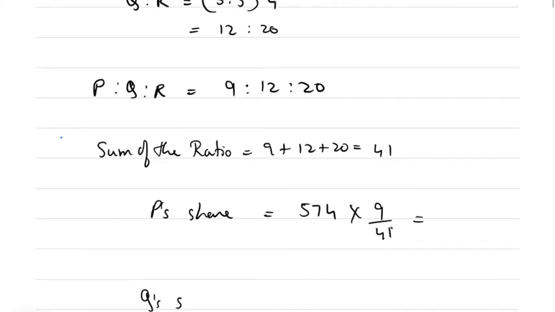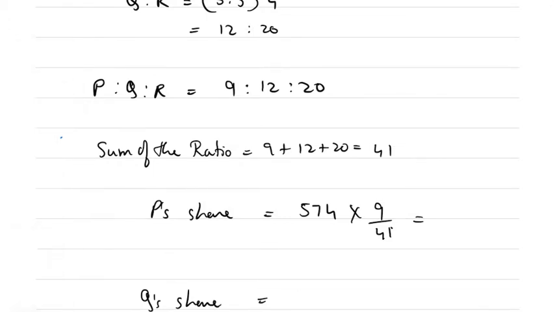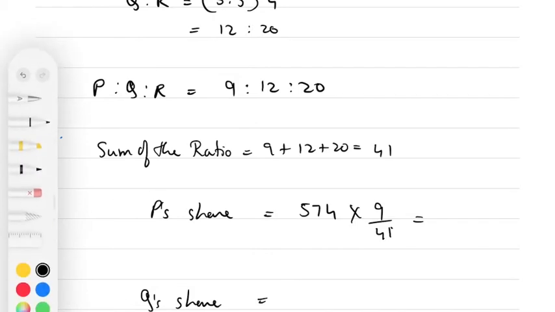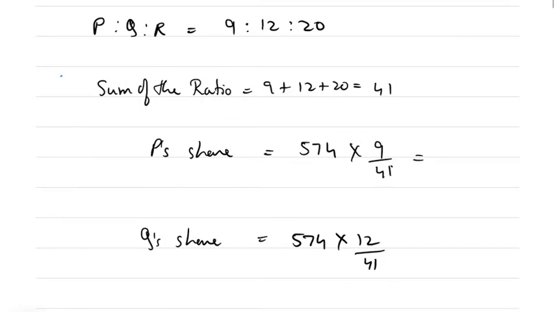Q's share is 574 into 12 by 41, and R's share is equal to 574 into 20 by 41.